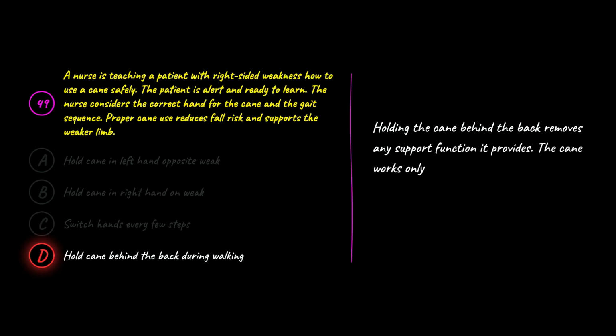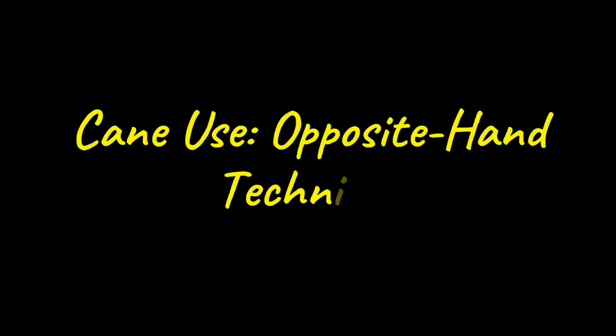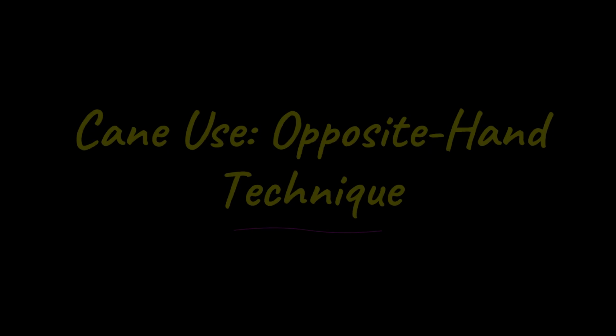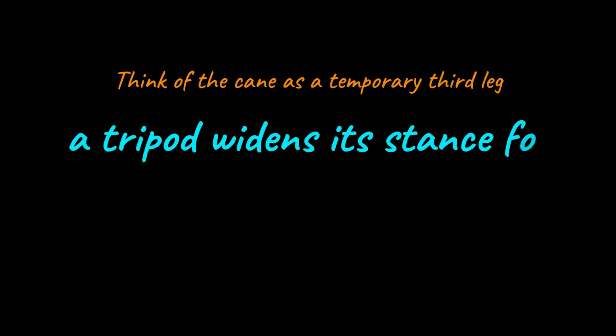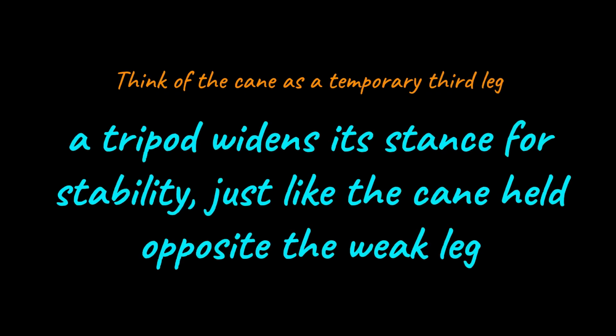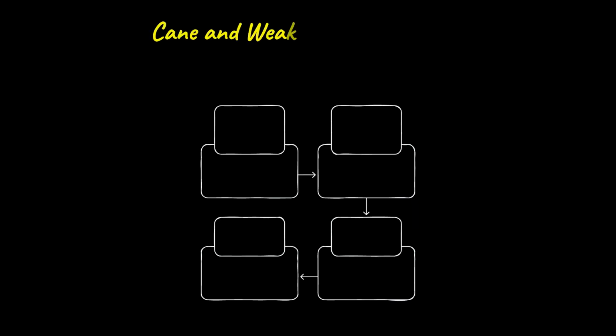The cane works only when planted at the side and slightly forward to bear weight as the weak leg moves through. Correct cane use depends on simple biomechanics. The cane goes in the hand opposite the weak side, widening the base of support and taking weight off the weak leg. Held on the opposite side, the cane widens the base of support like a tripod, so the strong leg and the cane together keep the body stable while the weak leg swings through.